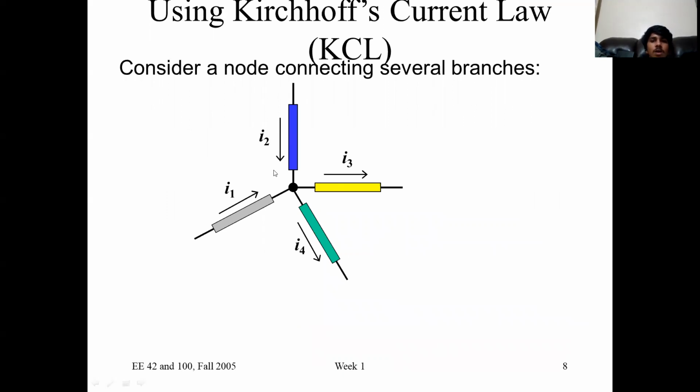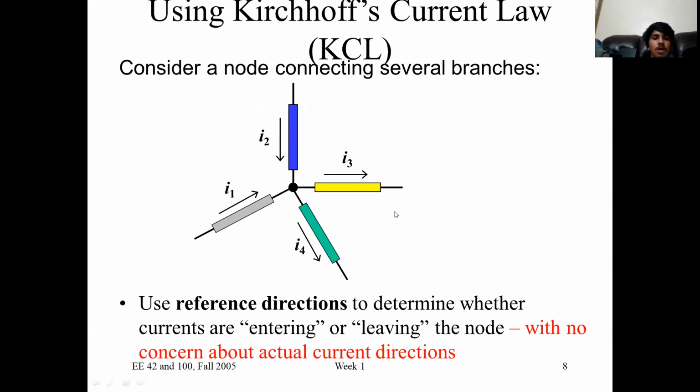Using Kirchhoff's current law, KCL, consider a node connecting several branches. This node, the black dot, has 4 branches connected to it. Here, I1 is coming towards it, I2 is coming towards it, and I3 and I4 are going away from it. Use different directions to determine whether currents are entering or leaving the node, with no concern about the actual current direction.